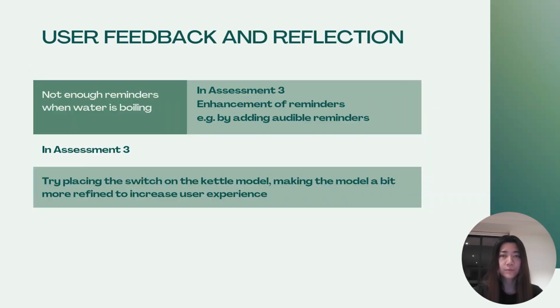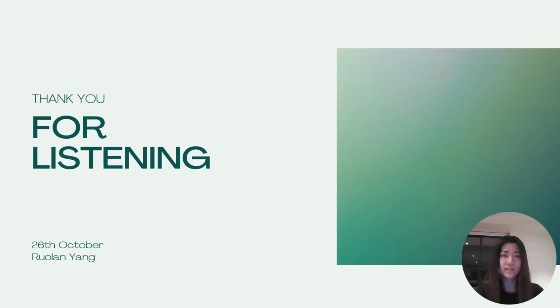Feedback I've gotten from users said it would be nice to have more alerts when the water is boiling. I think in Assessment 3 I can add forms other than lights, such as sound. In addition, in Assessment 3, I will try to improve the user experience by placing the switch on the kettle model. That's all of my Assessment 2 presentation.